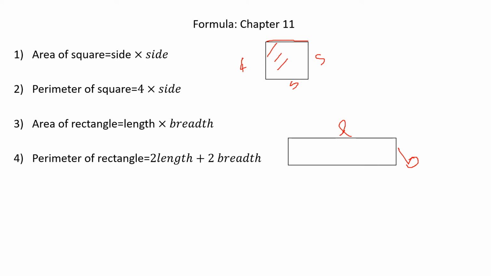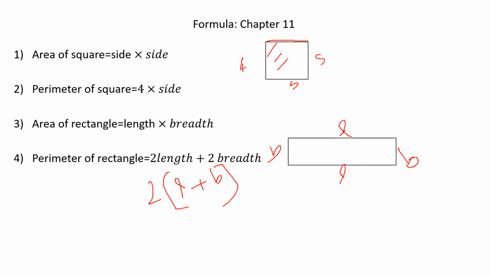So perimeter means, how many sides are there for a rectangle? 4 sides. Perimeter means we are measuring the boundary, right? In a rectangle, opposite sides are equal, right? So 2L, and we can also write it taking 2 common. This formula is also right: 2 taken out common, and length plus breadth. You can follow any one formula. So 2 into length plus 2 into breadth, or we can say 2 into (L plus B).